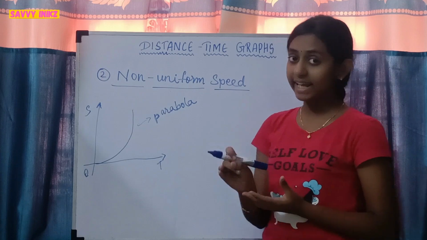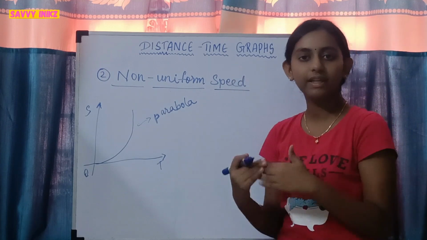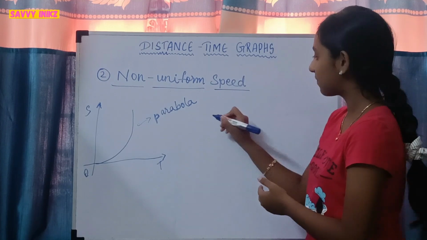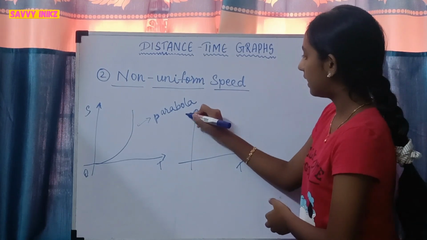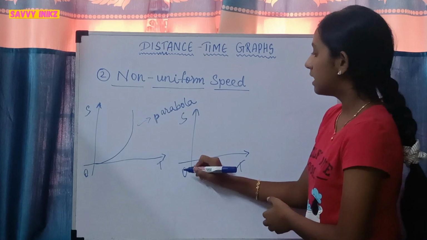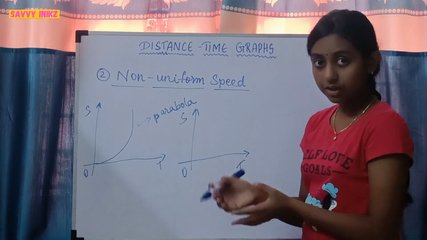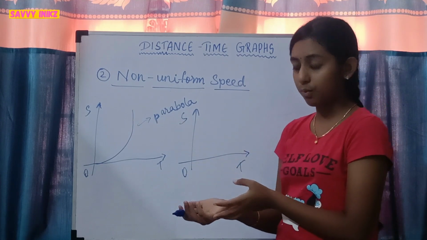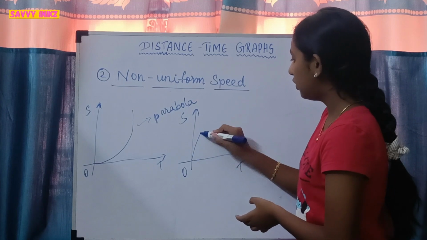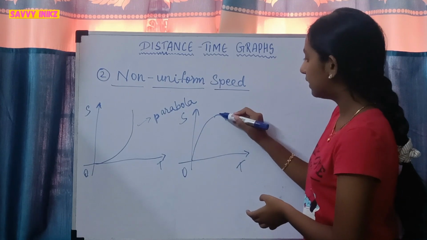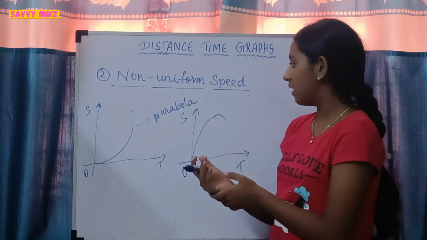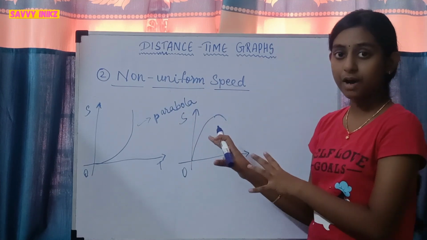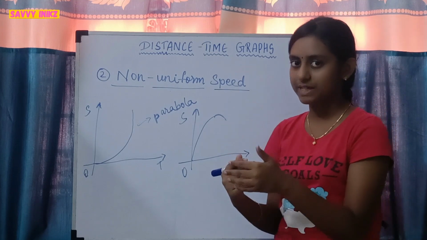The second one is that the speed decreases with respect to time. I'm drawing the graph, time, distance. It is also a curved line since it's a non-uniform motion, but you can see that there's a bend. This bend indicates that the speed is decreasing with respect to time. So this is the graph for speed when it is decreasing with respect to time.